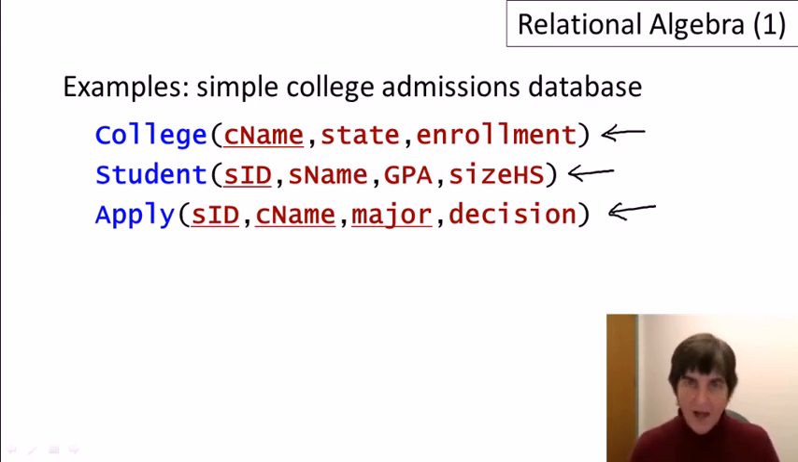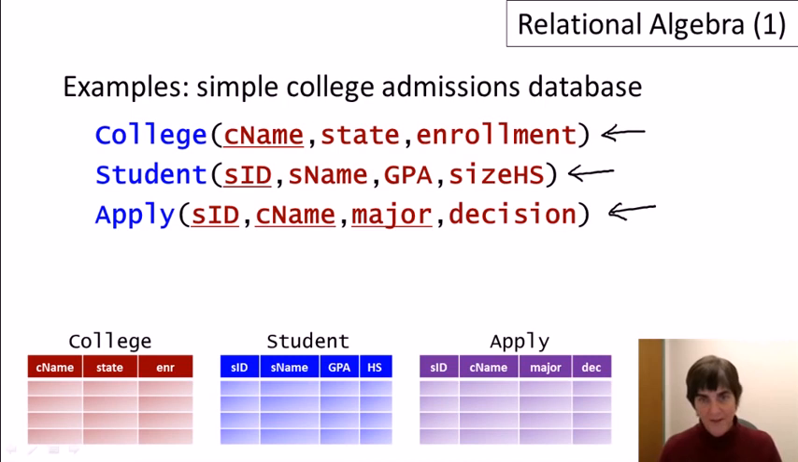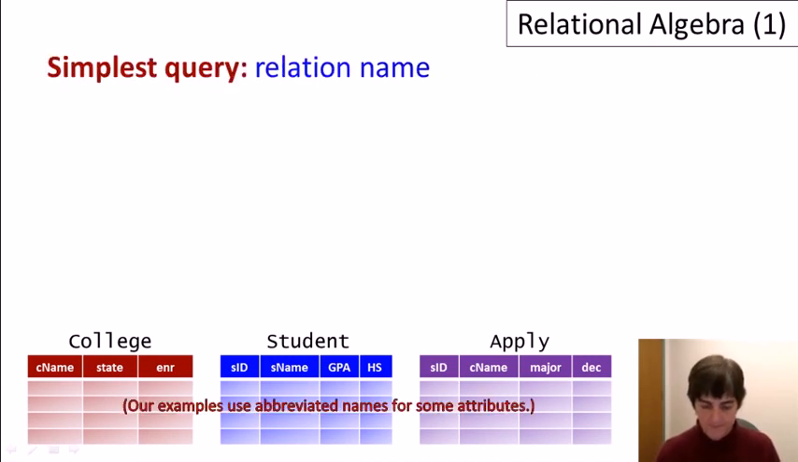As a reminder, a key is an attribute or a set of attributes whose value is guaranteed to be unique. So for our examples, we're going to assume that college names are unique, student IDs are unique, and that students will only apply to each college for a particular major one time. So we're going to have a picture of these three relations at the bottom of the slides throughout the video.